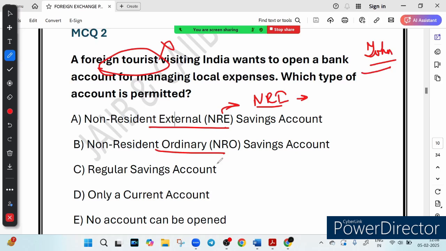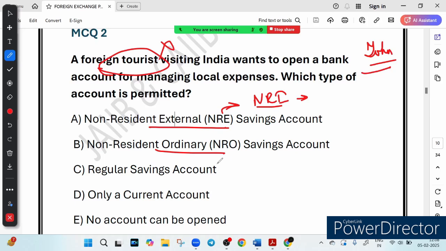So this is the correct answer. An NRO account is meant for foreigners who have earnings or need to manage funds in India. That foreign tourist can deposit foreign currency, which is converted to INR and used for local expenses. However, there are restrictions on how much money can be sent back to their home country.